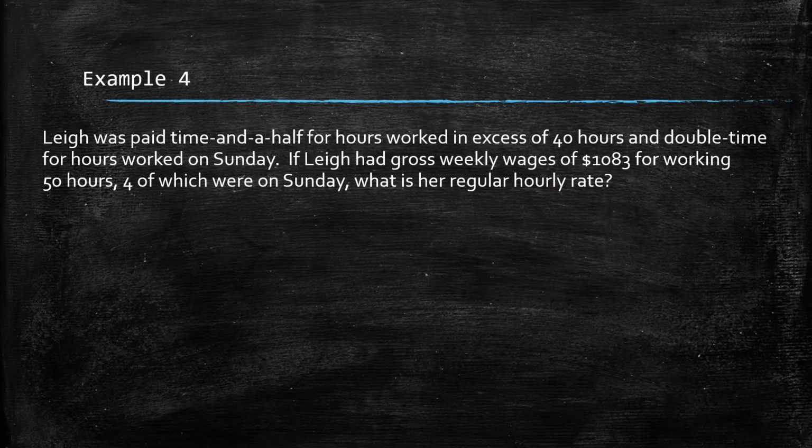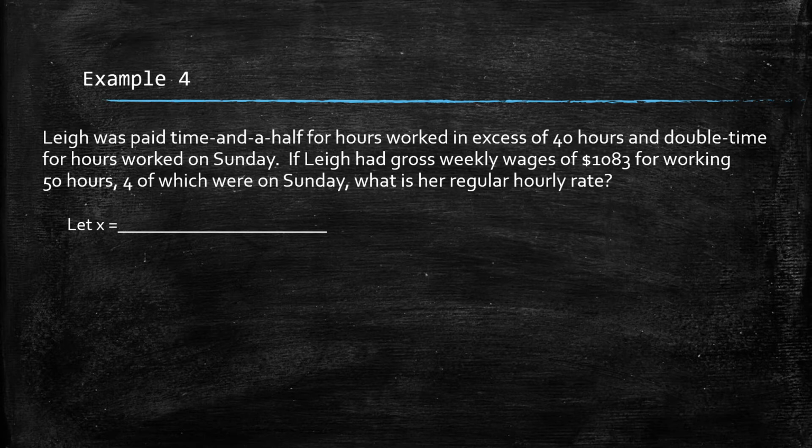Example 4. Lee was paid time and a half for hours worked in excess of 40 hours and double time for hours worked on Sunday. If Lee has gross weekly wages of $1,083 for working 50 hours, 4 of which were on Sunday, what is her regular hourly rate?